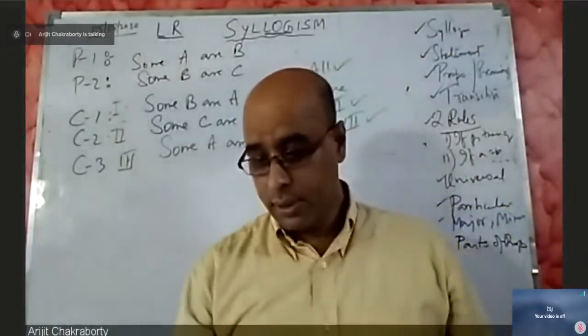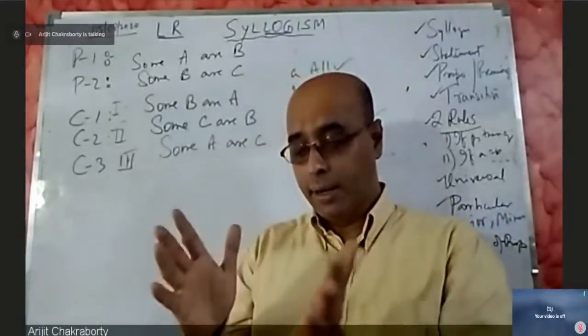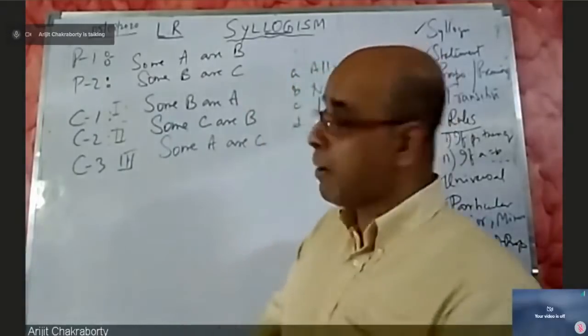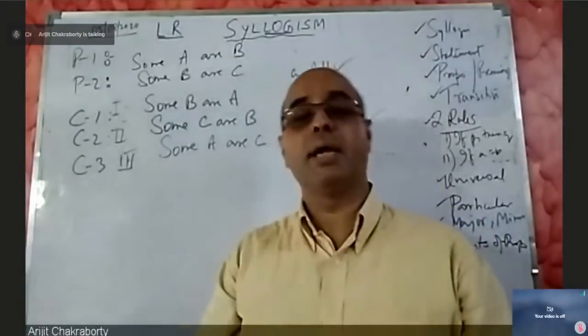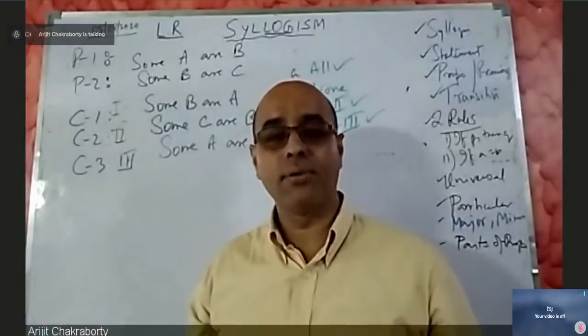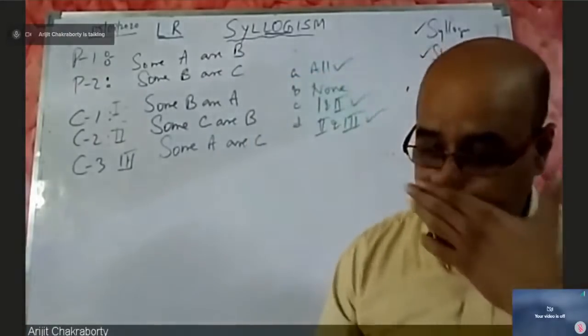Well, last one was easier. All A are B, all B are C. But now it is some A are B and some B are C. Well, I think, what do you say? Let's draw a Venn diagram. I think that is better. So carefully let us draw a Venn diagram.